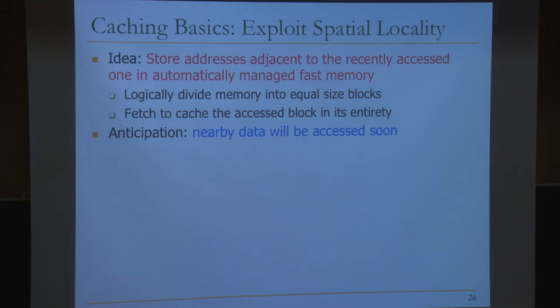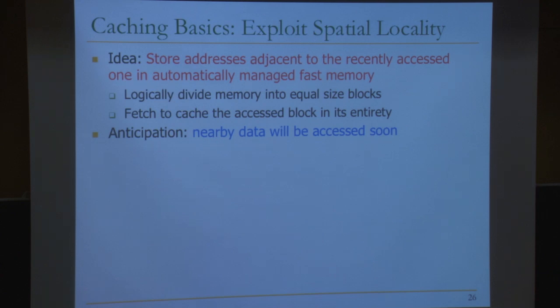So how do you exploit this? Caches exploit this by logically dividing memory into equal size blocks. And whenever you fetch an address, you figure out which block of memory this address falls into, and you fetch that entire block. Instead of fetching only 4 bytes, you fetch 64 bytes, for example. And what's those 64 bytes? The 64 bytes in which the 4 bytes that you need fall into. That's what you fetch. Again, the anticipation is that nearby data will be accessed soon.